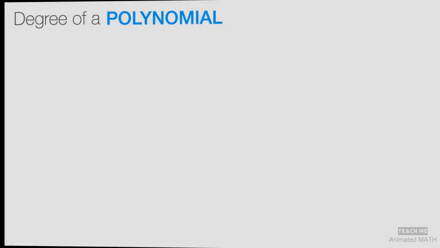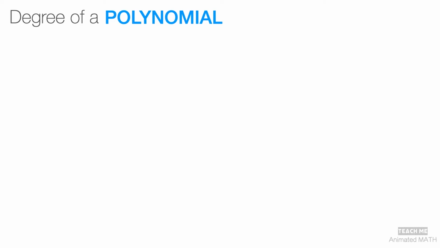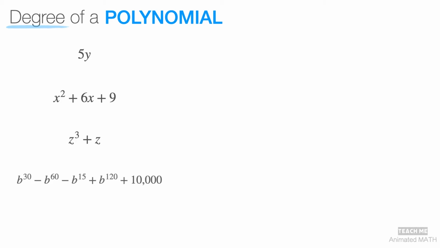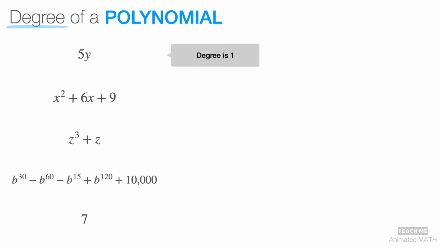Next, let's talk about the degree of a polynomial. You will often hear the word degree when you use polynomials. Let's say that you have the following polynomials with only one variable. The degree of the polynomial is simply the largest exponent of that variable. This is a monomial with a variable y to the first power. This means that its degree is 1. This is a trinomial, and the term with the largest exponent is x squared. This means that the degree of this polynomial is 2.